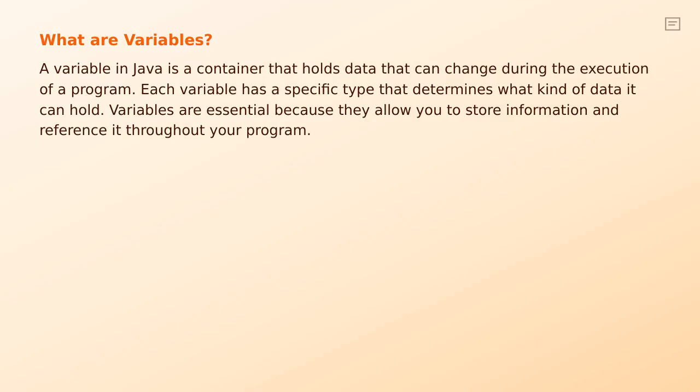Now we're on what are variables. A variable in Java is a container that holds data that can change during the execution of a program. Each variable has a specific type that determines what data it can hold. Variables are essential because they allow you to store information and reference it throughout your program.